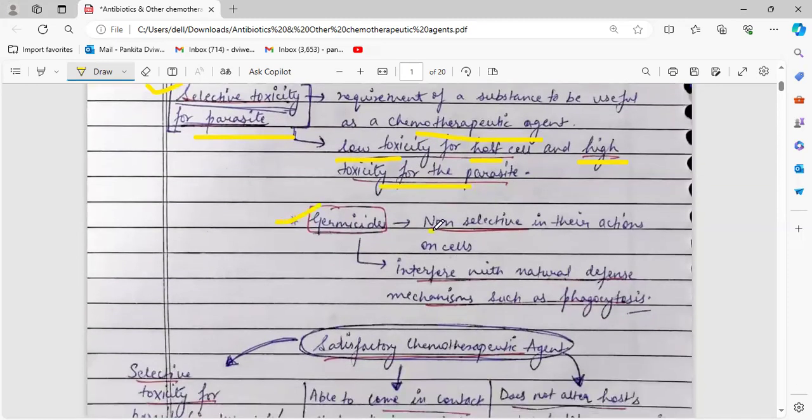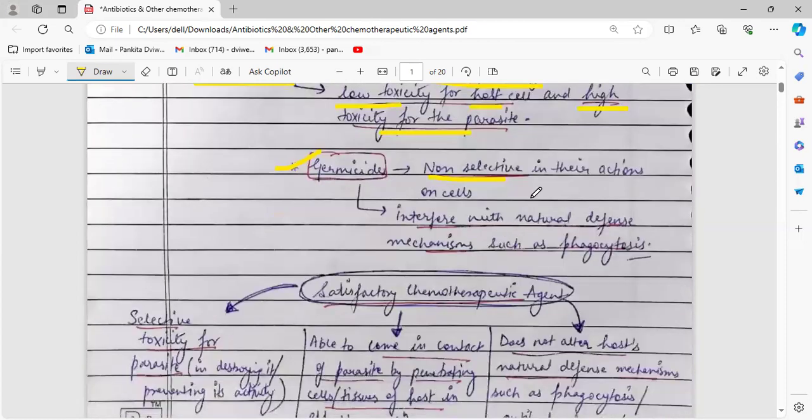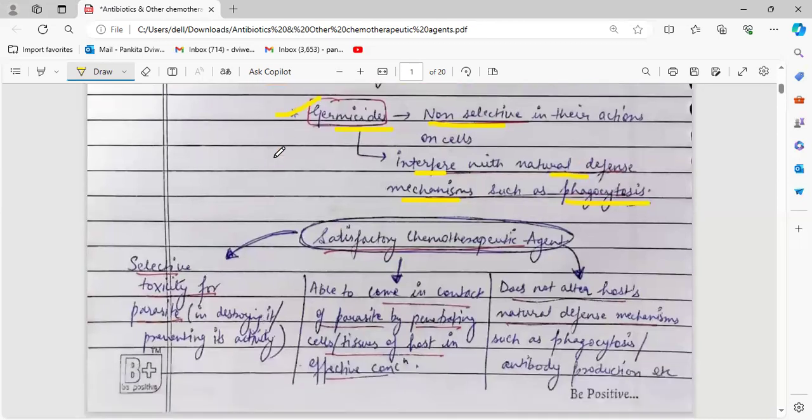Germicides are non-selective in nature in terms of their action on the particular cell, and these germicides interfere with the natural defense mechanisms of the cell that they're acting upon. For example, phagocytosis. The germicides will be interfering with phagocytosis, which is the natural defense mechanism of the particular cell on which we are using this germicide.